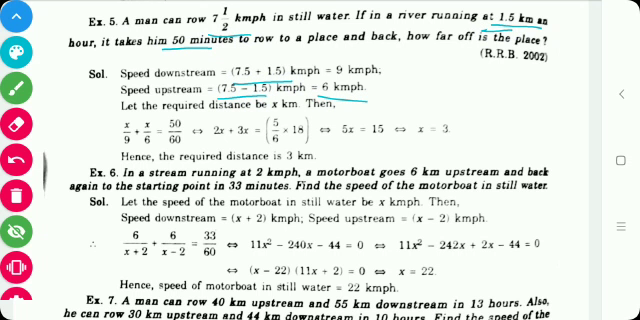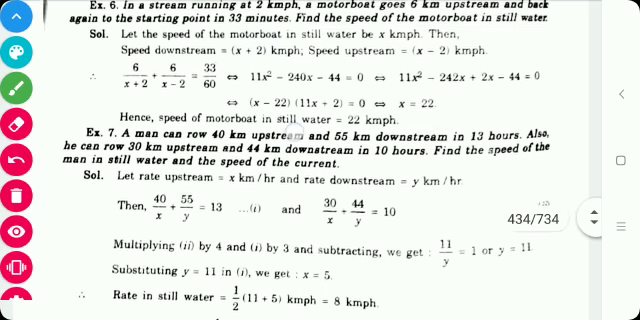So let the required distance be x. To go downstream as well as upstream, it requires 50 minutes. So we can write the equation as x by 9 plus x by 6 is equal to 50 by 60, since distance upon speed is time. We have converted 50 minutes into hours. So it is 2x plus 3x is equal to 5 by 6 into 18, and we will get 5x is equal to 50, so x is equal to 3. Okay, so the required distance is 3 km.